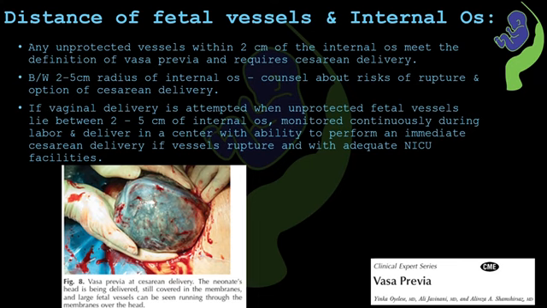Therefore, if a vaginal delivery is being considered in this 2 to 5 cm zone, then labor must be managed with continuous fetal monitoring, and delivery should take place in a center capable of performing an immediate emergency cesarean with appropriate NICU support. Suppose the vessel ruptures accidentally, it should be managed.